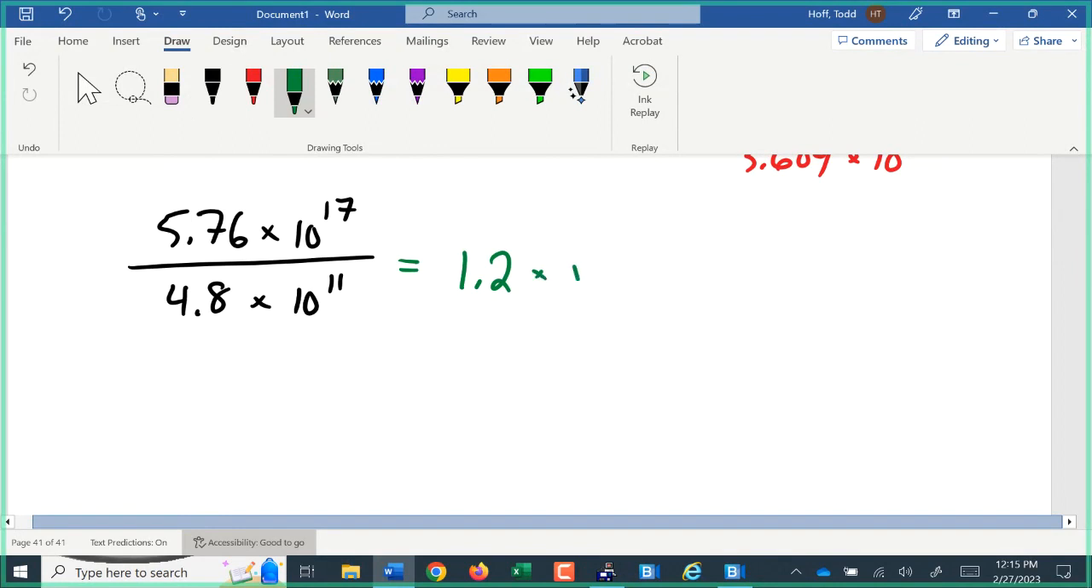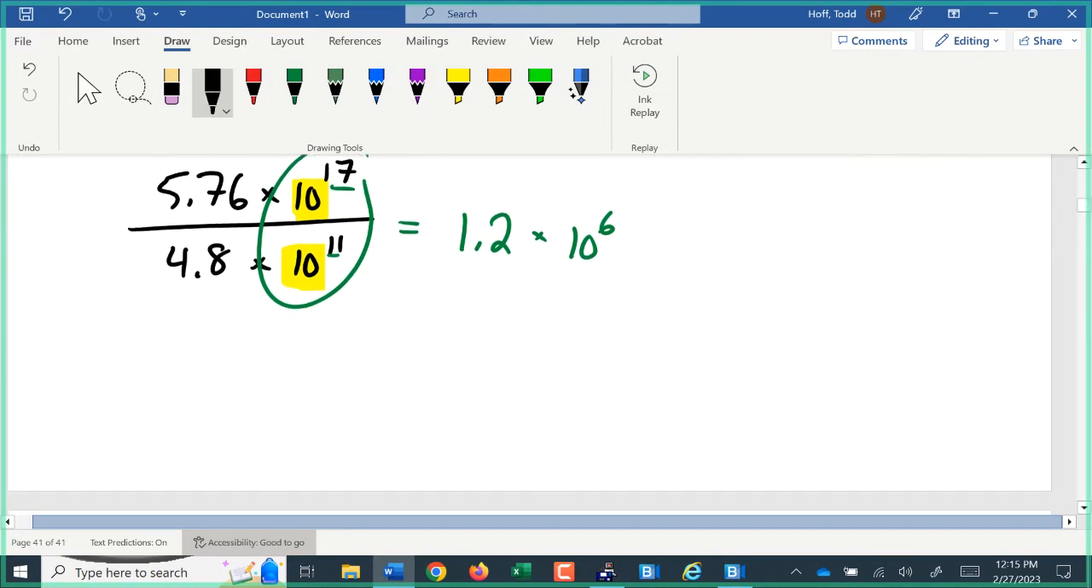Then we divide the names. 10 to the 17th divided by 10 to the 11th. Now remember, when we divide exponents, as long as they have the same base, again, both of these have a base of 10, when we divide those exponents, we subtract the powers. 17 minus 11 is 6, so that's 10 to the 6th.